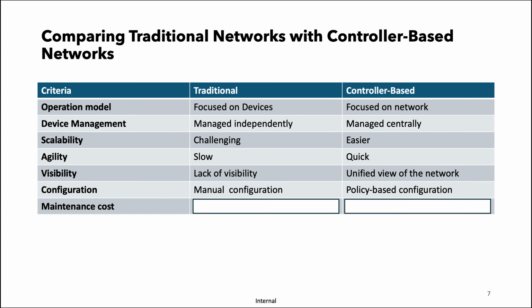Another one I will tell you is maintenance cost. In traditional network, it is higher as you are maintaining every device separately, whereas in controller-based network, it is less compared to traditional architecture. So as I said, overall, controller-based network offers numerous advantages over traditional network, because it improves scalability, increases agility, and enhances network visibility. In summary, I would say configuration in traditional network is manual and device centric, while in controller-based network it is centralized, policy based, and programmable.